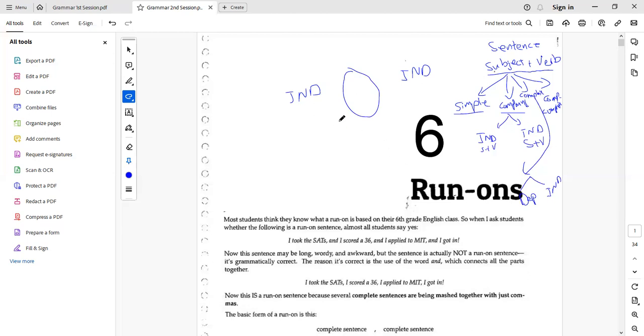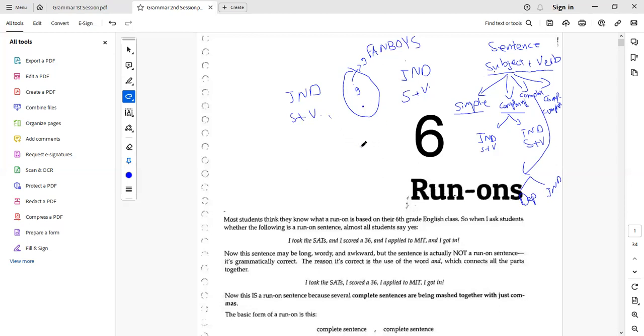We said that a run-on is two independent clauses, meaning subject plus verb, and here subject plus verb, without anything between them. If we need it not to be a run-on, what are we going to do? You have to put a comma and fanboys. What are the fanboys? FANBOYS stands for the conjunctions: for, and, nor, but, or, yet, so. And I'm going to show you right now. Or you can put a semicolon. Or you can put a full stop.